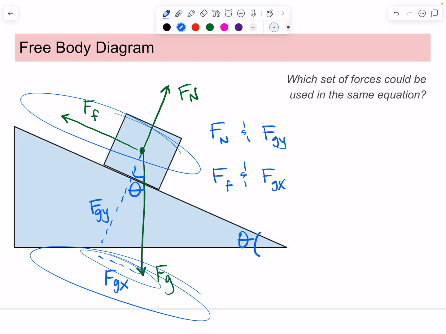Now FGY, let's come up with an equation for that, right? So that is the adjacent vector to the force of gravity angle. So because of that, I'm going to say that FGY is equal to force of gravity times the cosine of the angle. The x component is opposite to that angle. So I'm going to say that FGX is equal to FG times the sine of the angle. Okay. So let's do some practice problems with that.